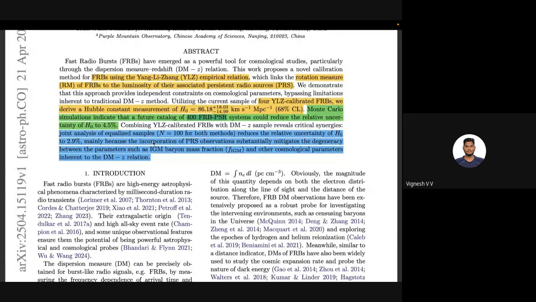In addition to that, what they have done is they combine both the methods, the currently existing DMZ relation method and the newly proposed YLZ method. They took 100 FRBs in the first case and 100 FRBs in the second case, and combined them to calculate the H naught. And they show that this new method of finding H naught has a relative uncertainty of up to 2.9 percent.